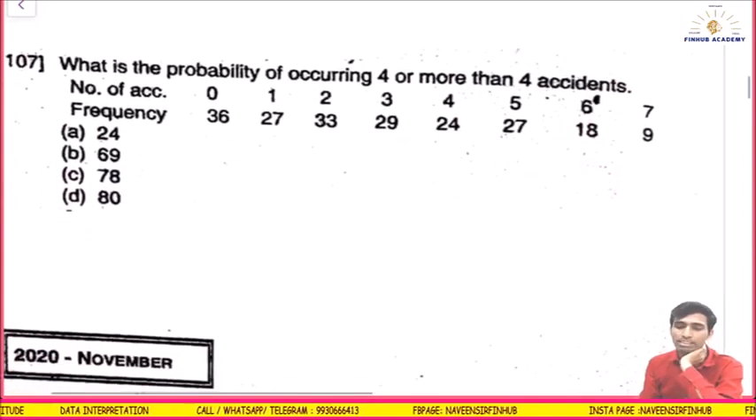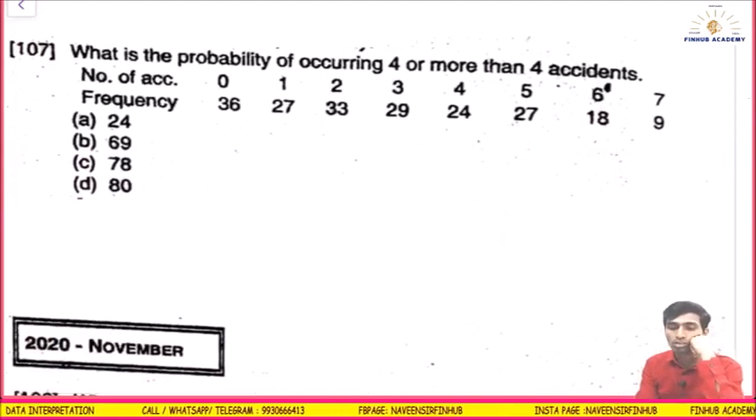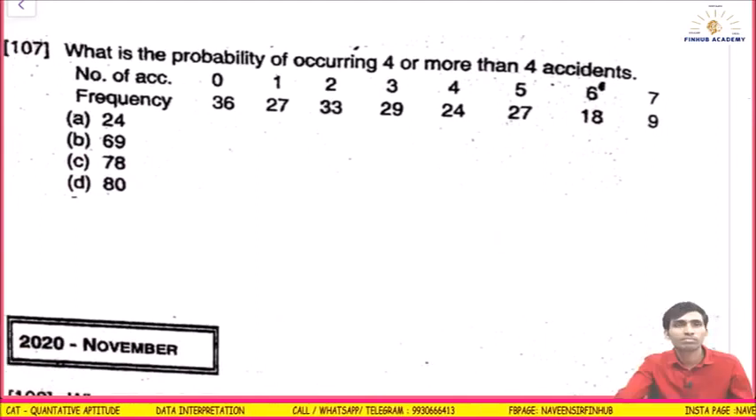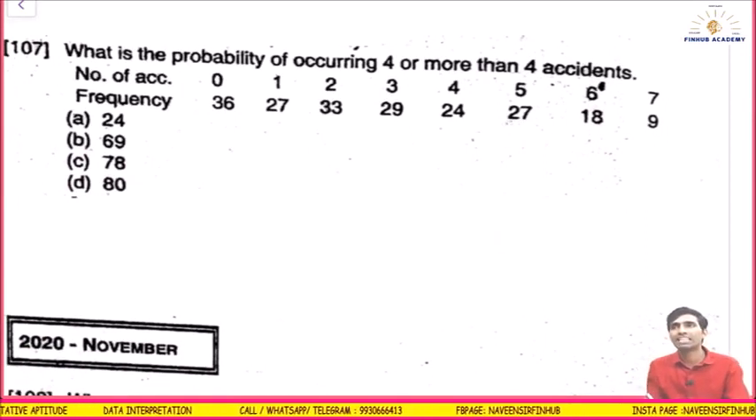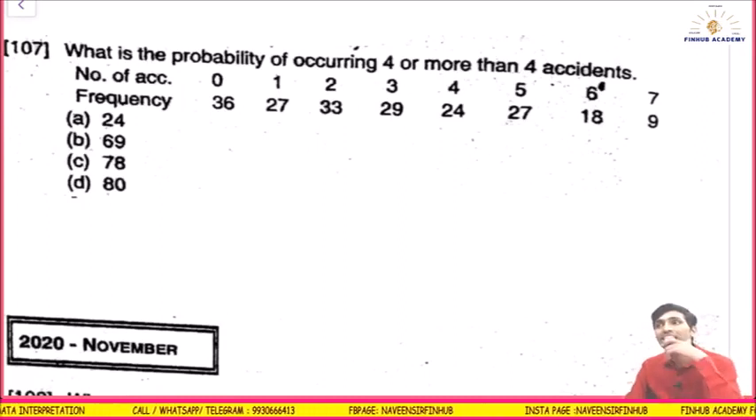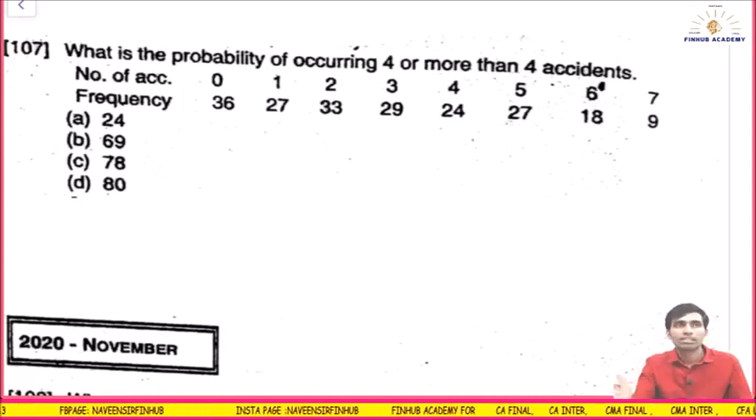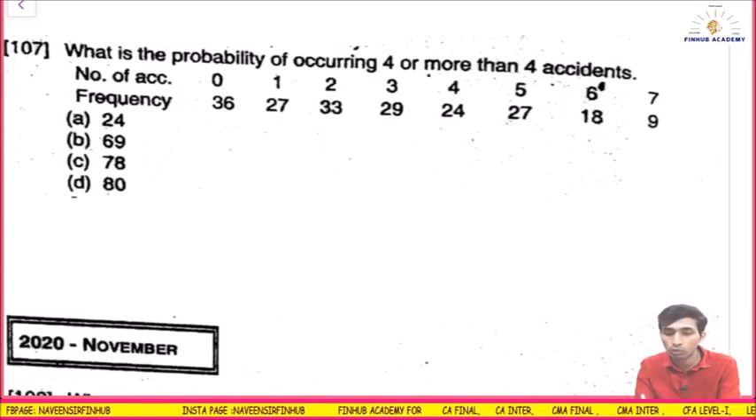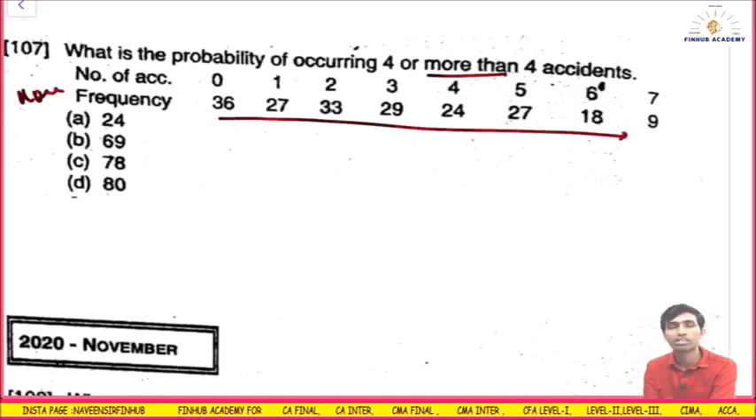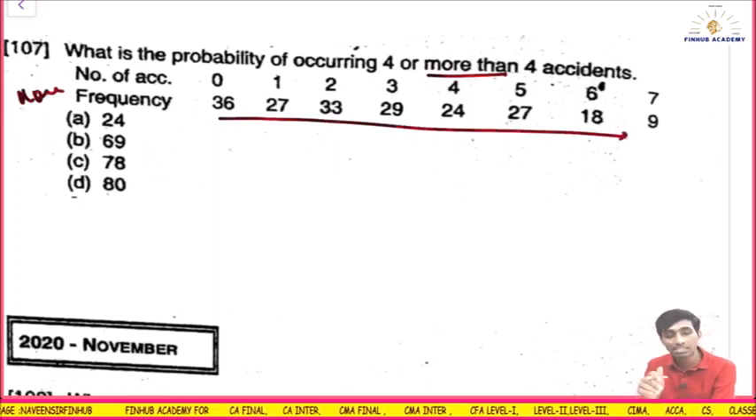What is the probability of occurring 4 or more accidents? First, an easy sum. If you see correctly, the frequency is in decreasing order, right? Since in the question we want 4 or more accidents, it is a more-than cumulative frequency that is given. How did we come to know it is more than? Because the frequency is in decreasing order. That means it is only the more-than type that is given.